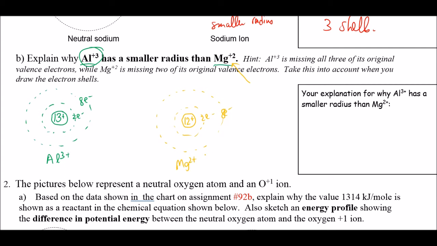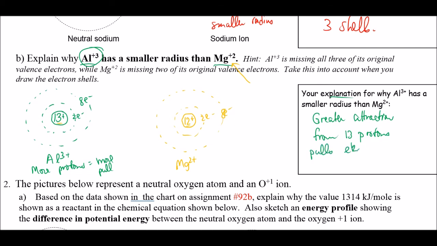Which one's bigger, or are they the same? Well, the number of protons in the nucleus determines the size of the shells. The aluminum has more protons, more pull, so the explanation will be greater attraction from 13 protons pulls the electron shells closer.